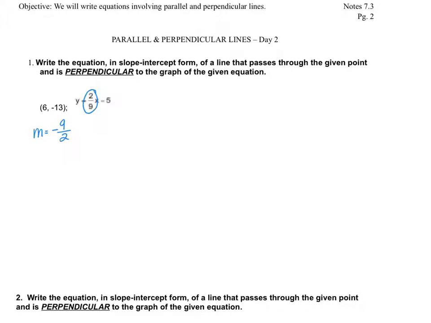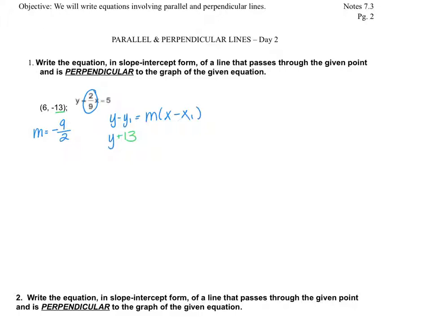From here, since I have a point and a slope, I'm going to use point-slope form and plug in my knowns to my equation, then solve for y equals mx plus b. So from here, let's plug in our information. I have y, and I'm looking at the y that they gave me in my point, negative 13. I want to plug in the opposite. So instead of negative 13, I'm going to add 13.